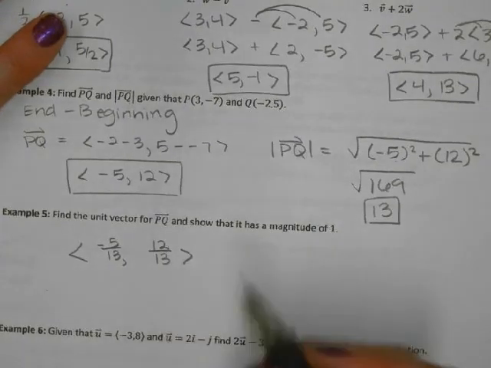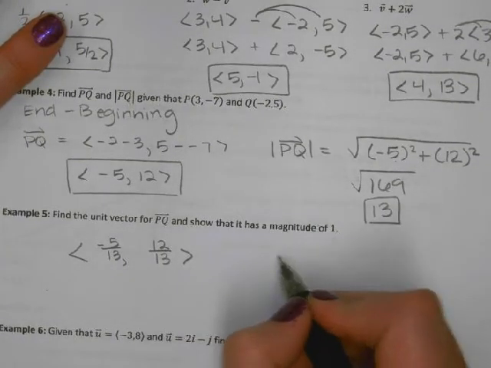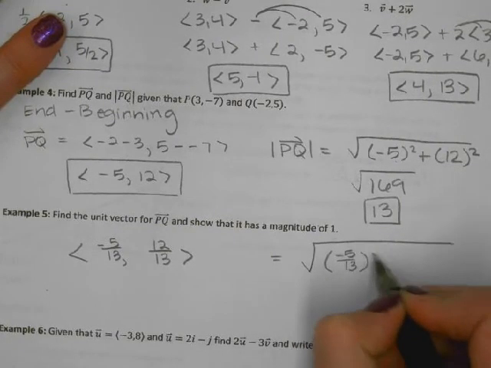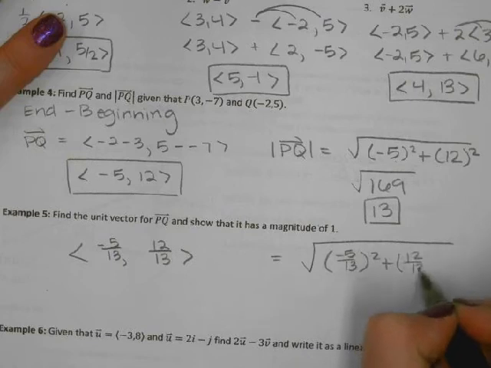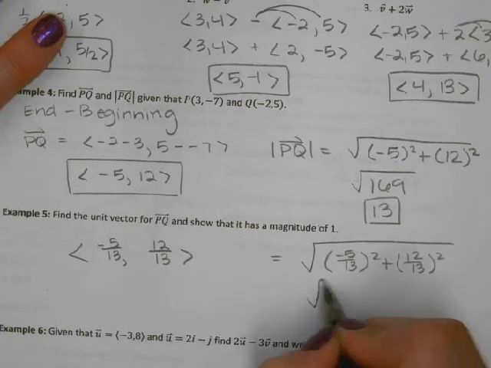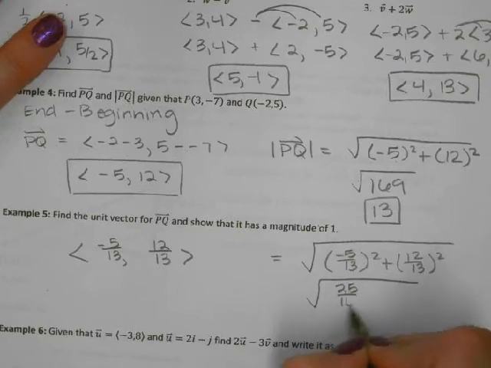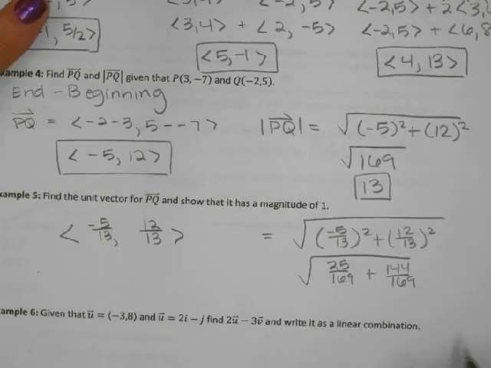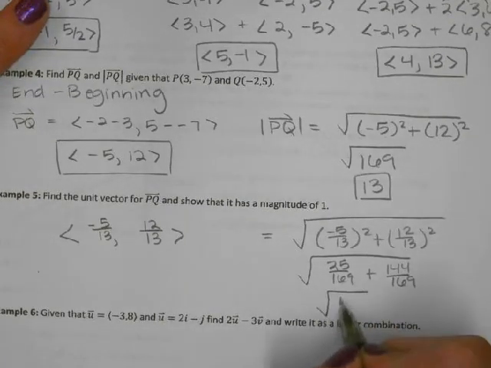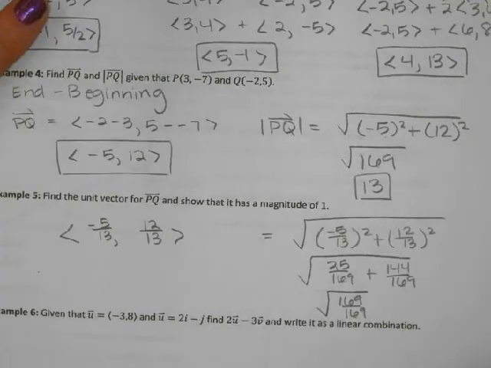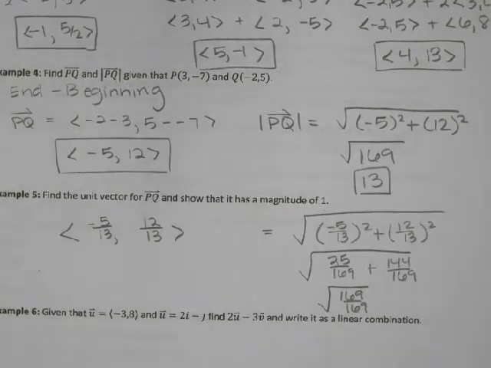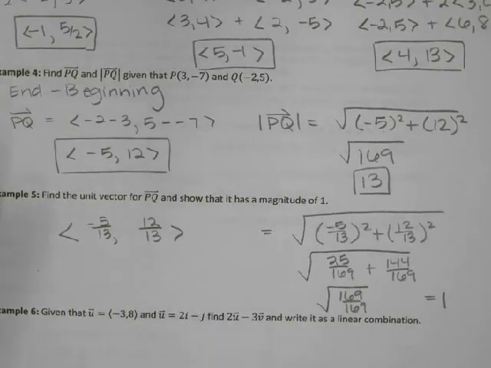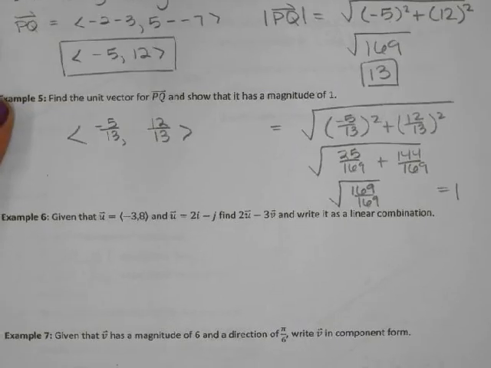Now they want us to show that this unit vector does have a magnitude of 1. So I'm going to say the horizontal component squared plus the vertical component squared. So that gives me 25 over 169 plus 144 over 169. And when I add those two fractions together, I get the square root of 169 over 169, which is the square root of 1. And the square root of 1 just equals 1. So we proved that our unit vector has a magnitude of 1, which is the definition of a unit vector.